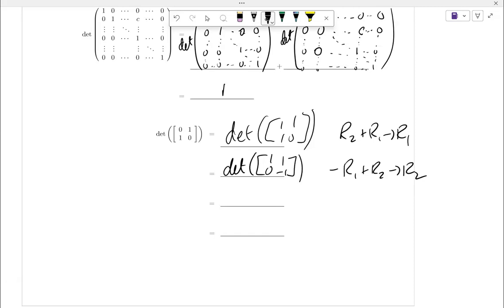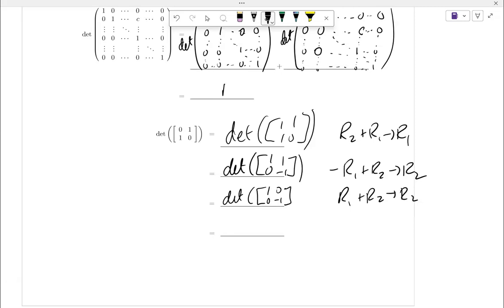Good, good. I get 1, 1 on my first row and 0, negative 1 on the second row, right? Next thing I'm going to do is add row 2 back to row 1 again. What does that do to the determinant? Nothing. What do I get when I take row 2 and add it back to row 1?